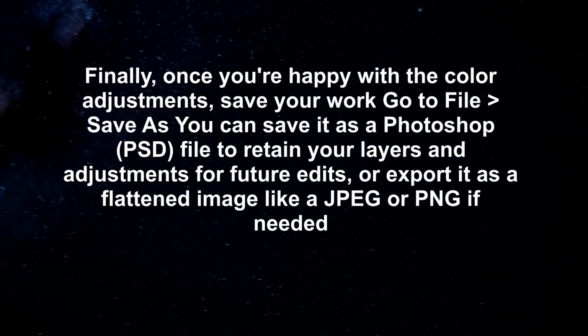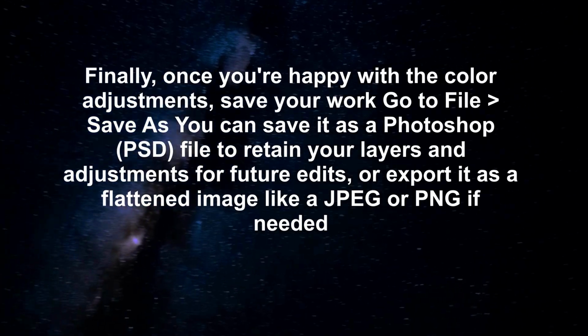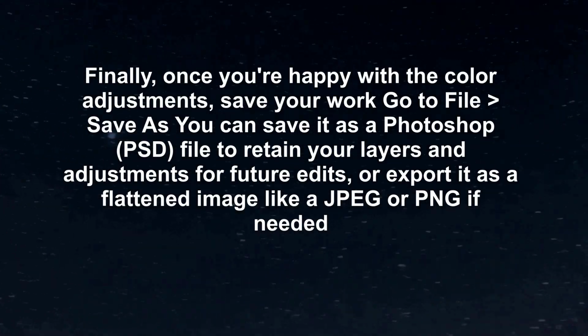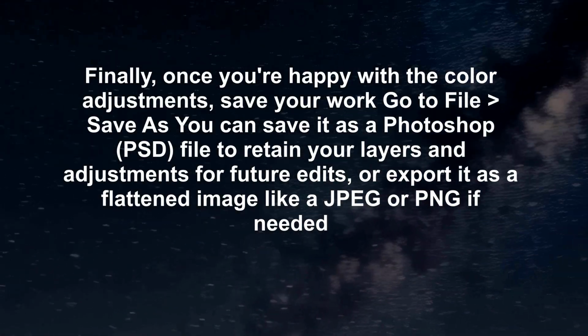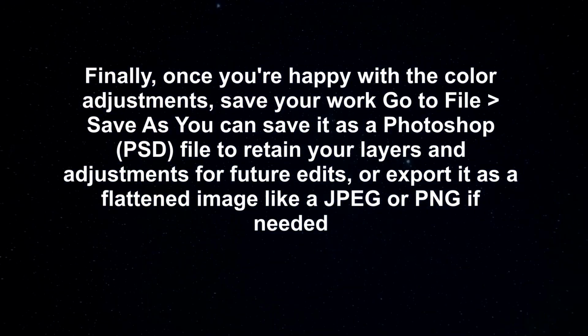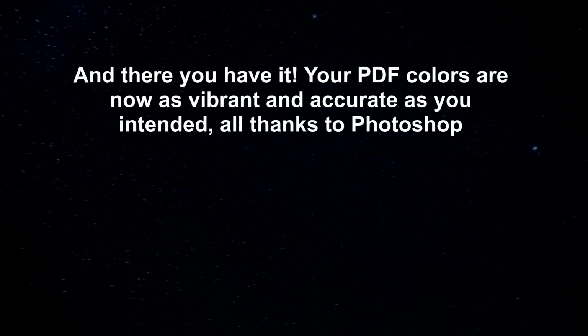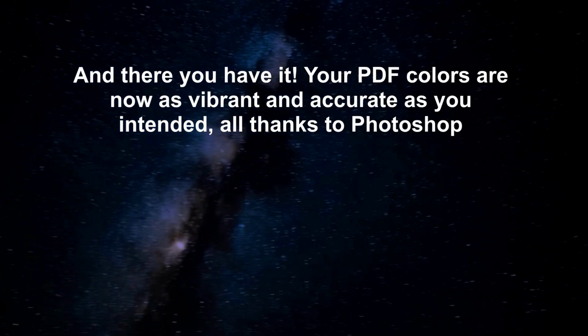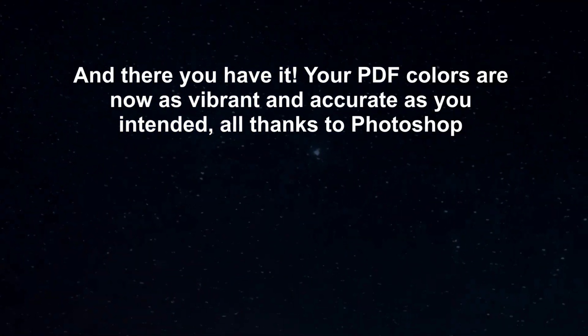Finally, once you're happy with the color adjustments, save your work. Go to File, Save As. You can save it as a Photoshop PSD file to retain your layers and adjustments for future edits, or export it as a flattened image like a JPEG or PNG if needed. And there you have it. Your PDF colors are now as vibrant and accurate as you intended, all thanks to Photoshop.